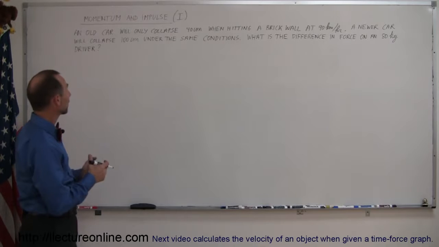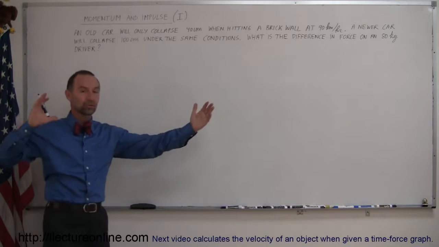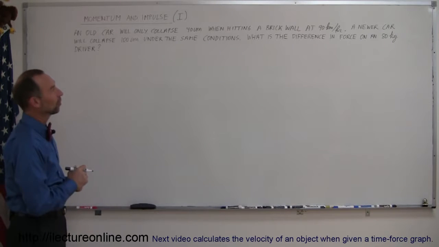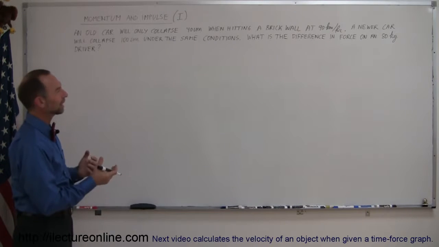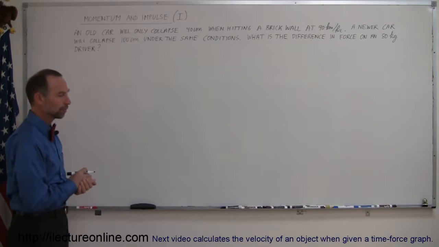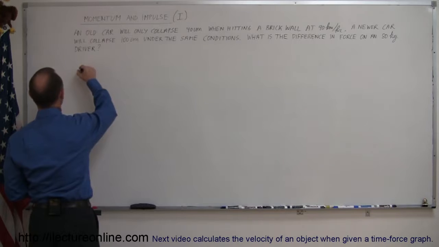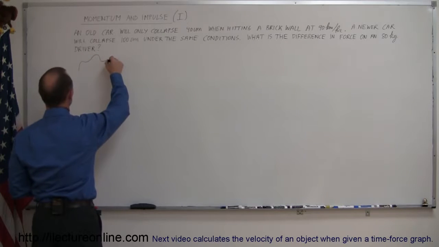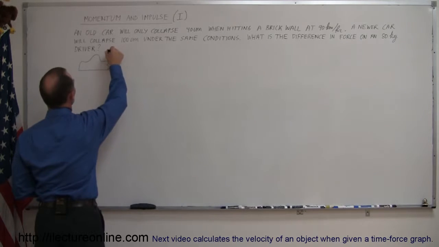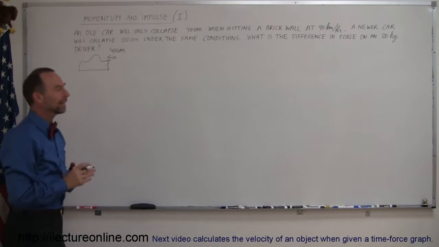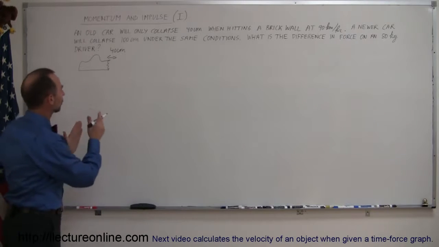A newer car will collapse 100 centimeters, so much more of the front end will collapse under the same conditions. So what is the difference in the force acting on an 80 kilogram driver? Let's try to figure this out. When an older car smashes into a brick wall, the front end will collapse a distance of about 40 centimeters. So how long did it take for that car to be crumpled up?